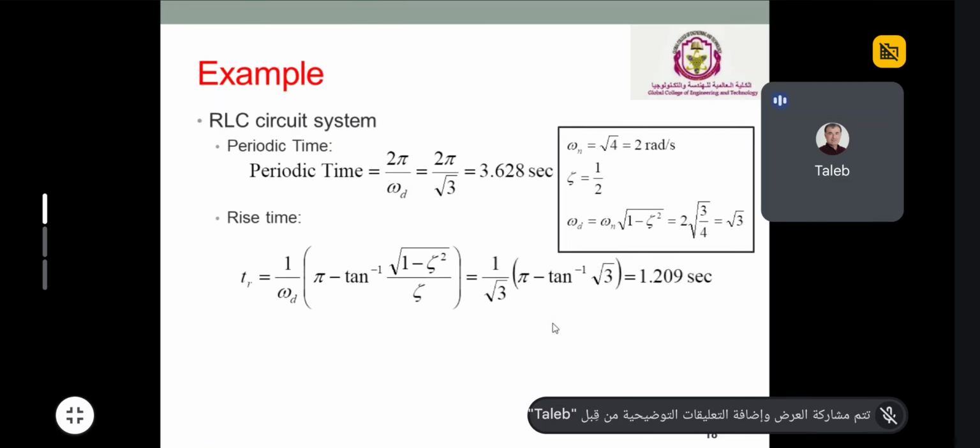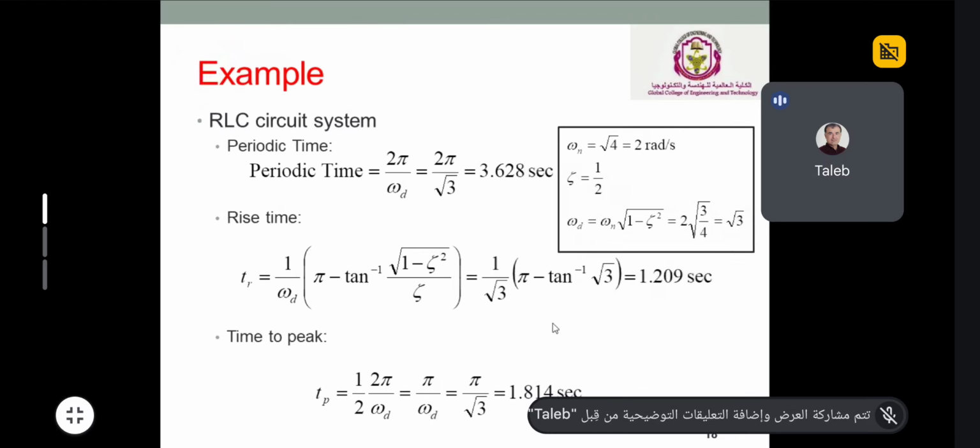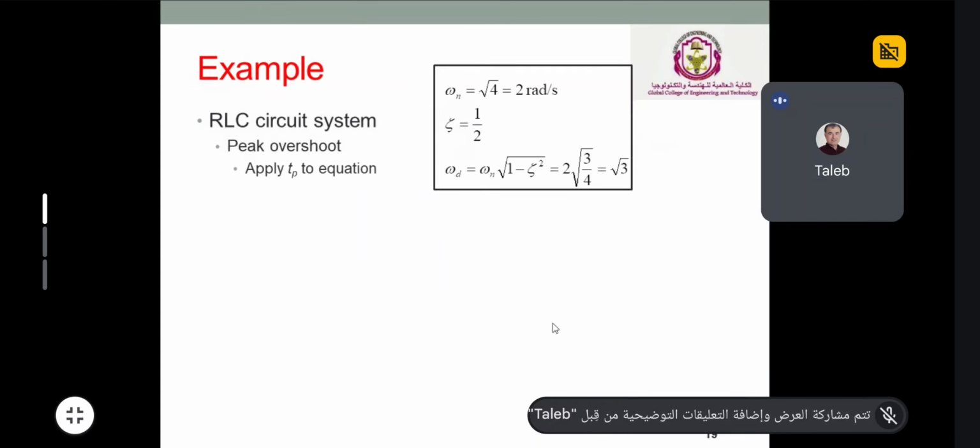And if you are asked what the periodic time, rise time, or peak time is, you can find them very easily, because you already found omega d. You have the formula 2 pi over omega d. You have the formula for rise time, tr equals this, and everything is given. Just replace these parameters with the numbers that you found before. And the peak time also, and we'll find that one. This is like an example of a final exam question.